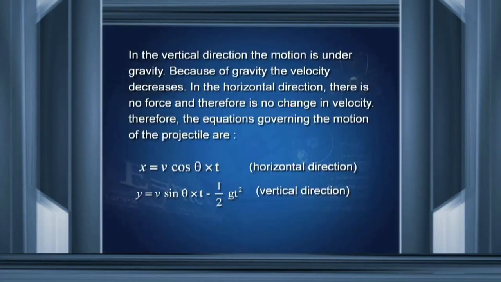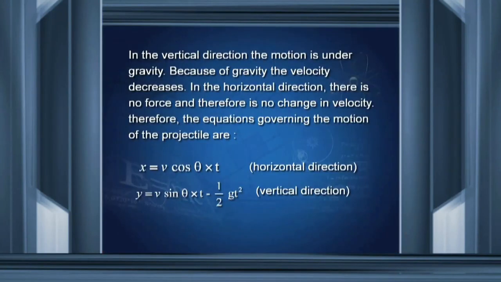The motion along the x axis is independent of any force. So, therefore, the distance covered in time t along the x axis is v cos theta times t. No force is acting. In the y direction, there is the force of gravity. And therefore, the distance covered in the vertical direction is the vertical velocity v sin theta into t minus half g t square, where g is the acceleration due to gravity.